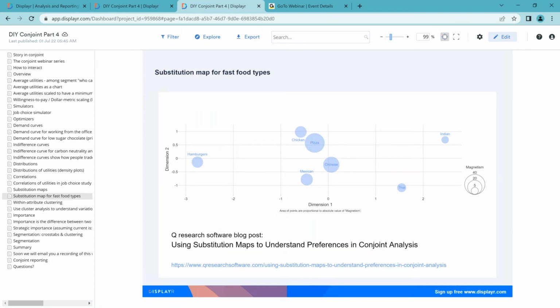Here I've got one from that fast food study, and the way we read this, it's telling us that if I can't get pizza, because maybe it's too expensive, then I'll most likely to switch to chicken or Chinese or Mexican in this particular market. Very unlikely to switch to Indian or hamburgers.